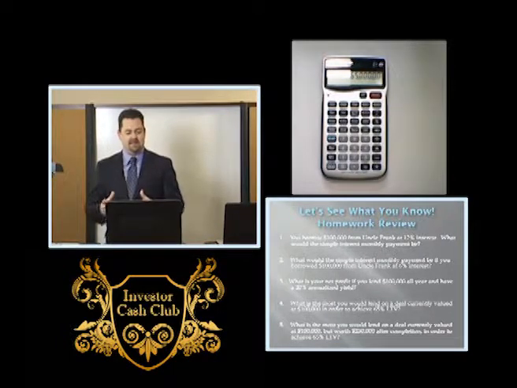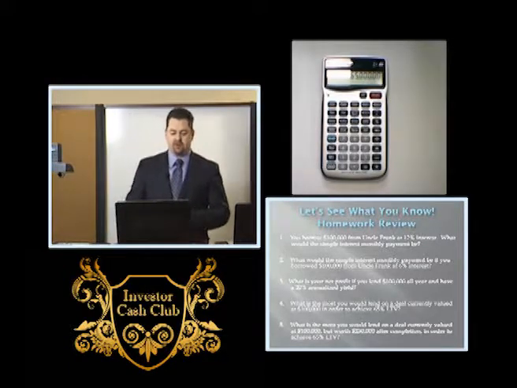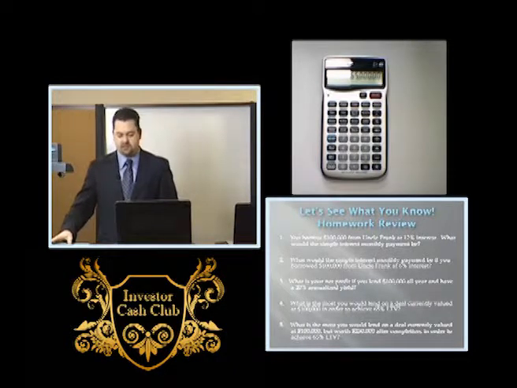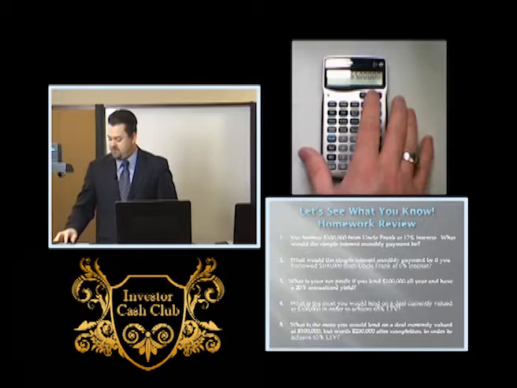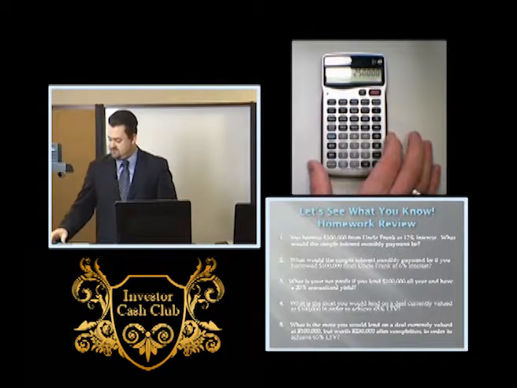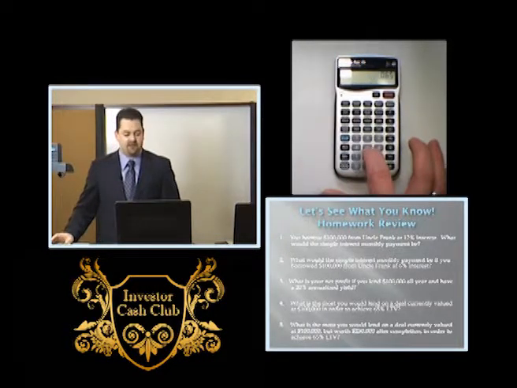Now question number 5. What is the most you would lend on a deal currently valued at $100,000 but worth $250,000 after completion in order to achieve 65% loan to value? This was actually a trick question. Many of you probably took the $250,000 and figured, well, 65% of 250 would be 162.5.